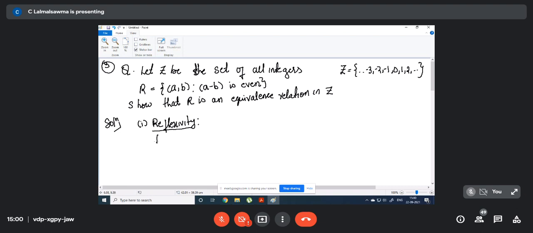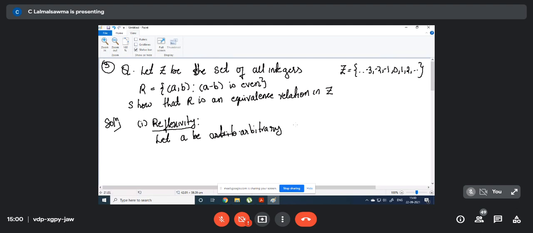Here we cannot calculate for all the properties of all elements. So we take some random element from Z, and if it satisfies the property, we assume that all elements from Z satisfy the property. So let's take a, b arbitrary. It could be any element of Z. Arbitrary.